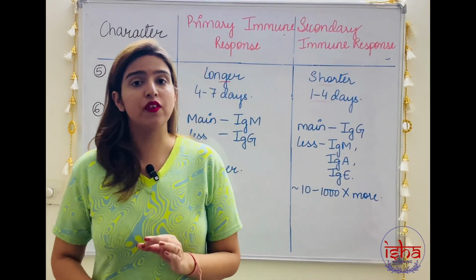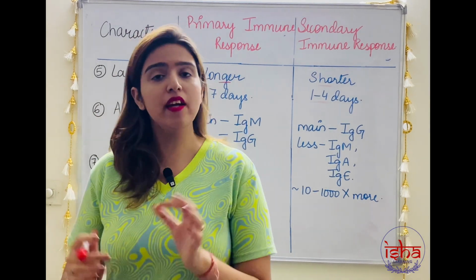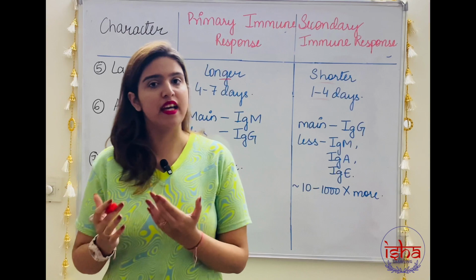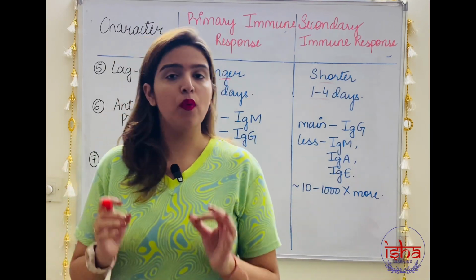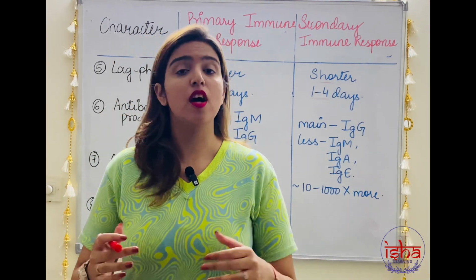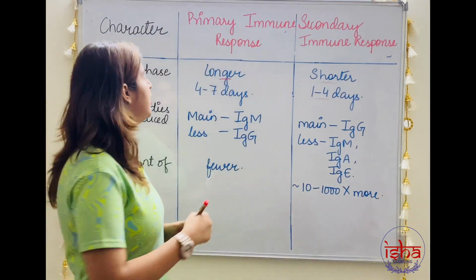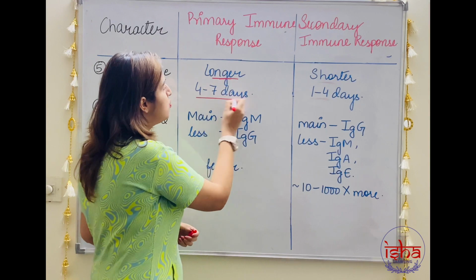The next point of difference is the lag phase that is seen. Lag phase क्या होता है? वो delay जो हम देखते हैं immune response आने में. Why is this delay? Well, in the primary response case, हम antigen को identify कर रहे हैं. So the delay is going to be definitely longer. It is longer, 4 to 7 days.